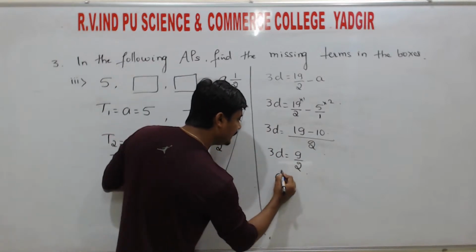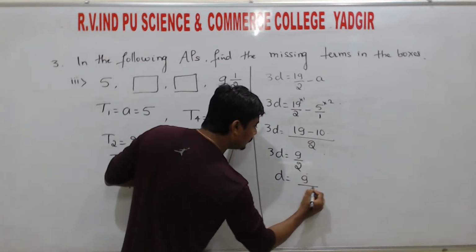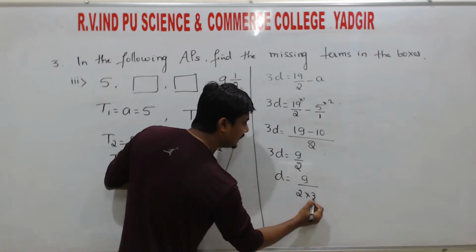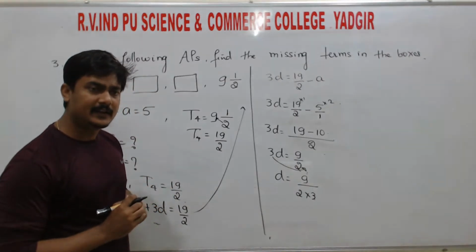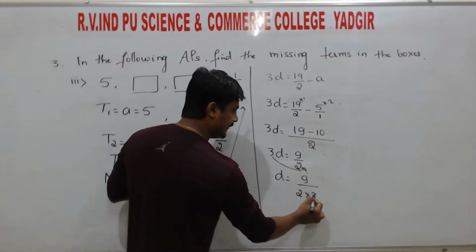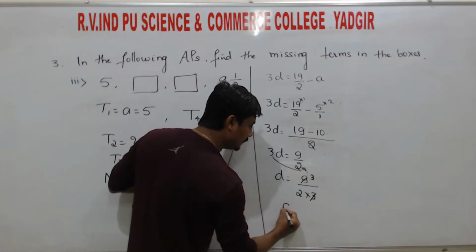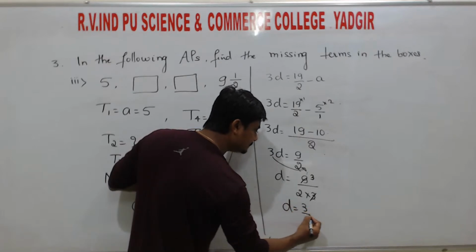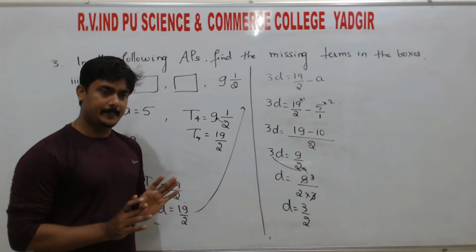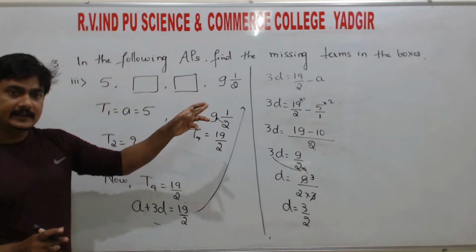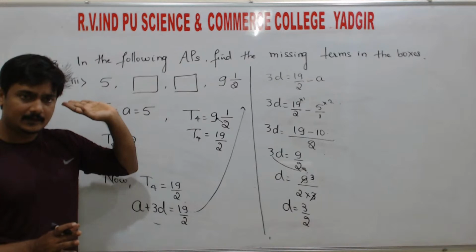So D is equal to 9 upon 2 into 3. This 3 will occupy the denominator when it is carried to the right side. So 3 ones are 3, 3 threes are 9. So what is our D value here? The D value is 3 by 2. I hope the steps are very clear to you with all respects.